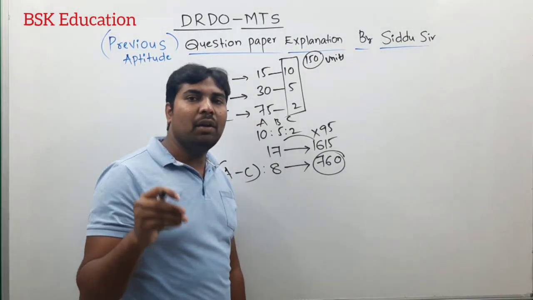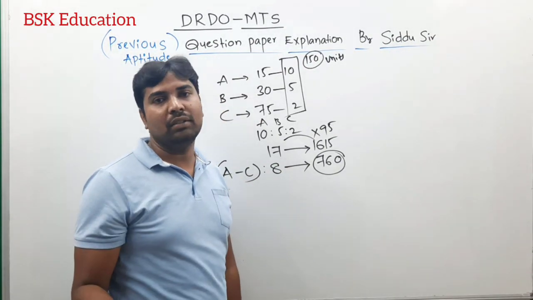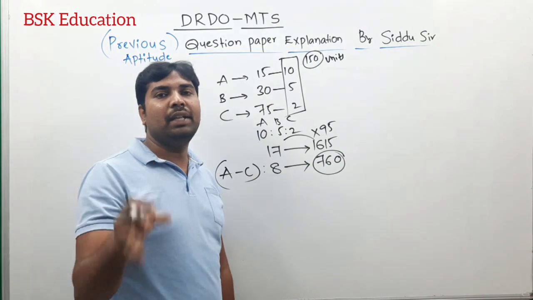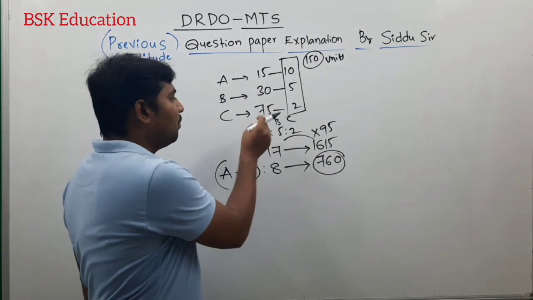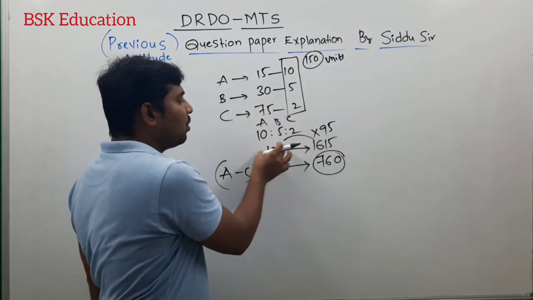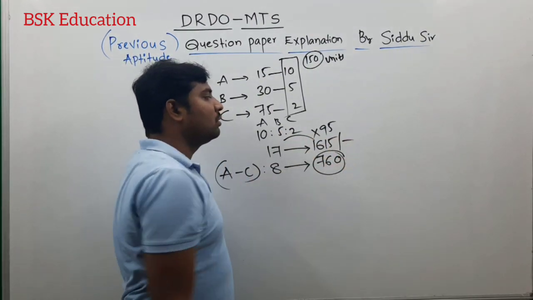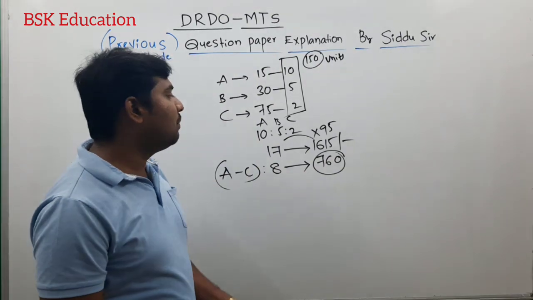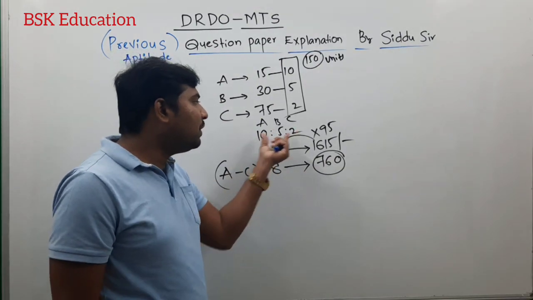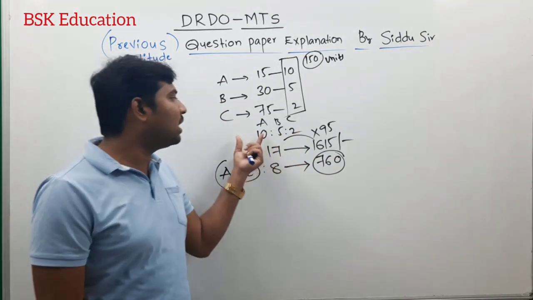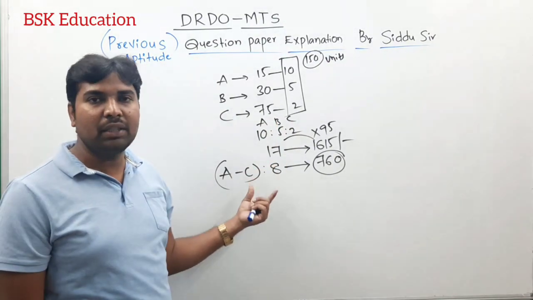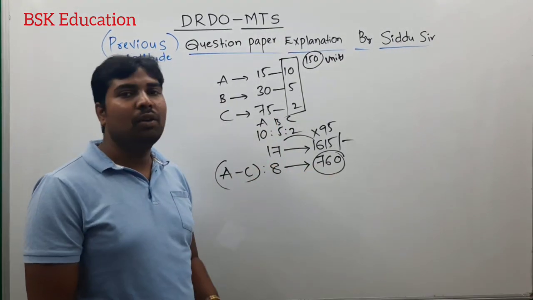Wages are calculated by the efficiency only. So 10 is to 5 is to 2. So total parts is 17. 17 parts is nothing but the total price, 1615. Then the difference between A and C: A is 10 parts, C is 2 parts. Difference is 8 parts. 8 parts is nothing but 760 rupees.